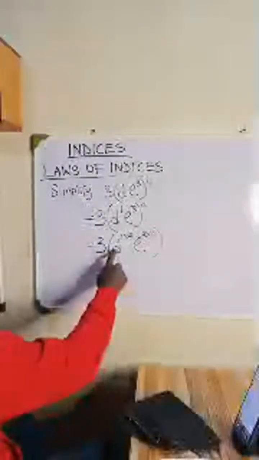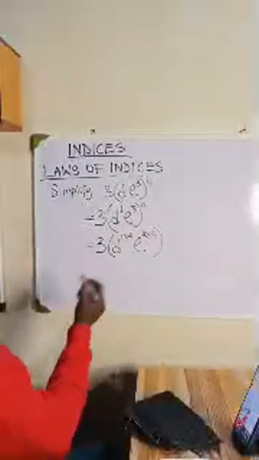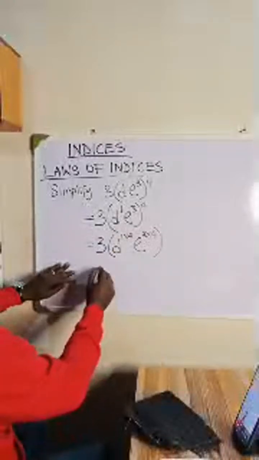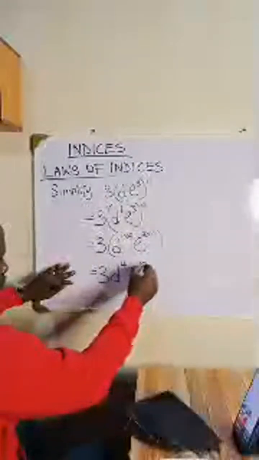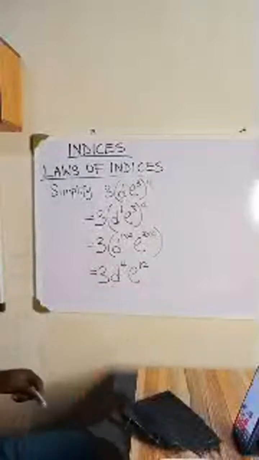Okay, so D to the power of 1 times 4. 1 times 4 will give us 4. So we'll have 3D to the power of 4, E to the power of 12. That becomes our answer.